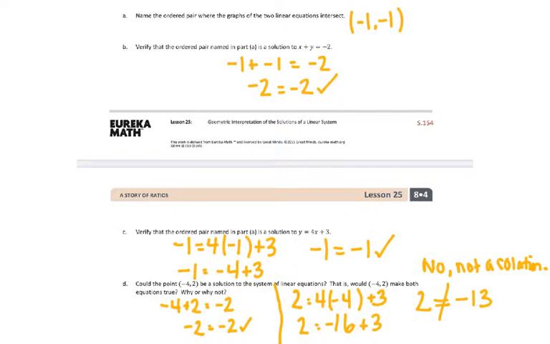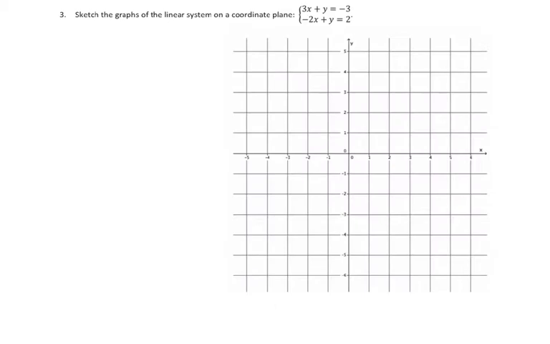So I'm going to look at one more problem, and it asks us to firstly sketch the graph of the linear system on a coordinate plane. So now we have 2 equations, and they are in standard form instead of slope-intercept form. So I really want these to be in slope-intercept form, so I'm going to transform them.